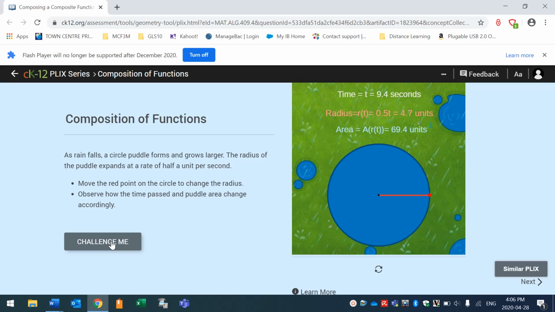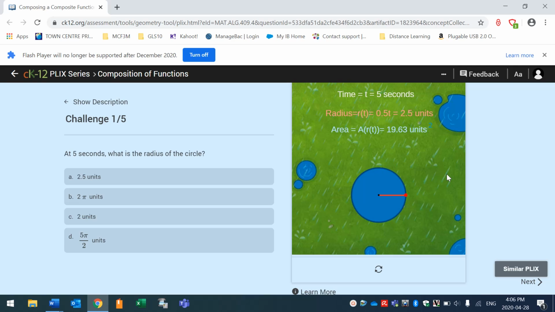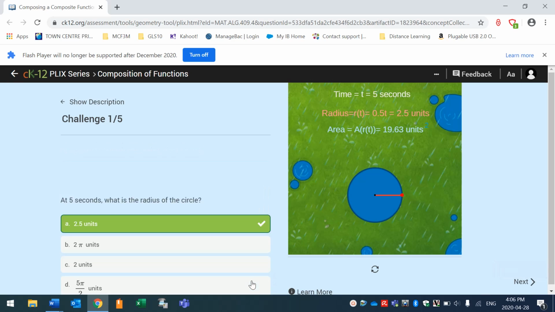So let's challenge ourselves here. At 5 seconds, what is the radius of the circle? And so we just have to pull this little dot in until it says t equals 5 seconds. And the radius is 0.5 t, or we didn't need to do that. We could have just used the formula. 0.5 times 5 is 2.5 units. So that should be the answer, yeah.